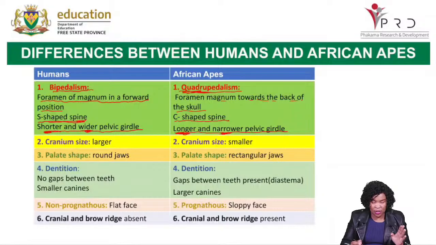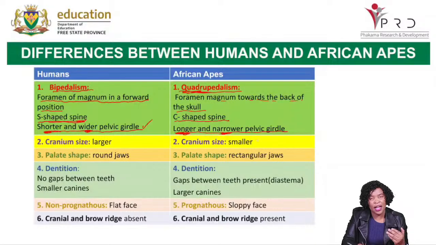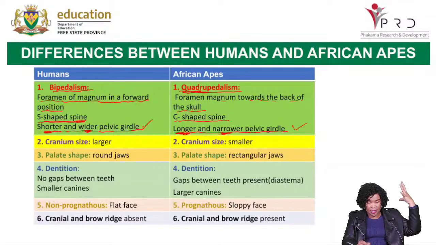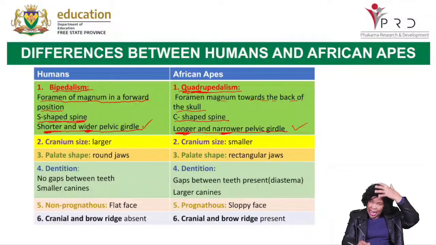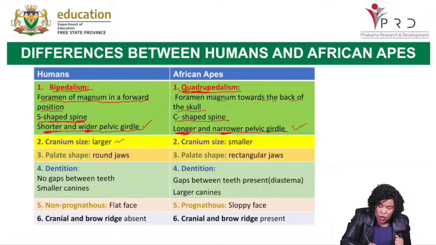So please make sure that you check this terminology. Shorter and wider pelvic girdle in the humans and longer and narrow pelvic girdle in the African apes. Then you come to the head, the cranium size, the part of the brain, the cranium. The cranium size of the humans is larger. Then the cranium size of the African apes is smaller.